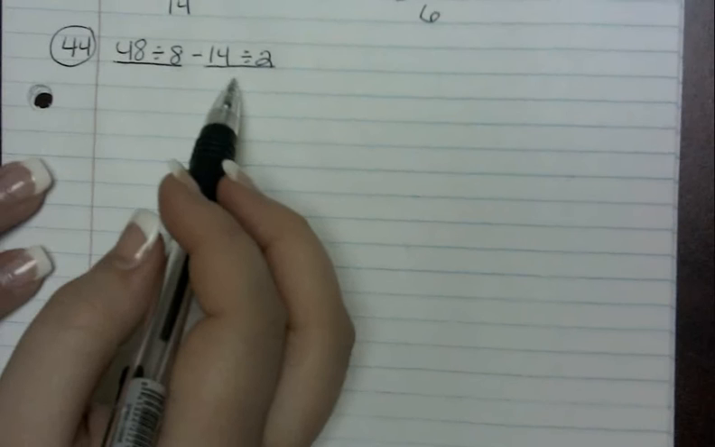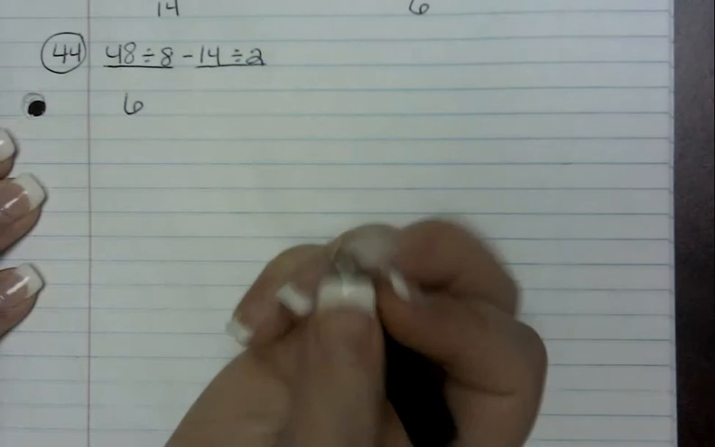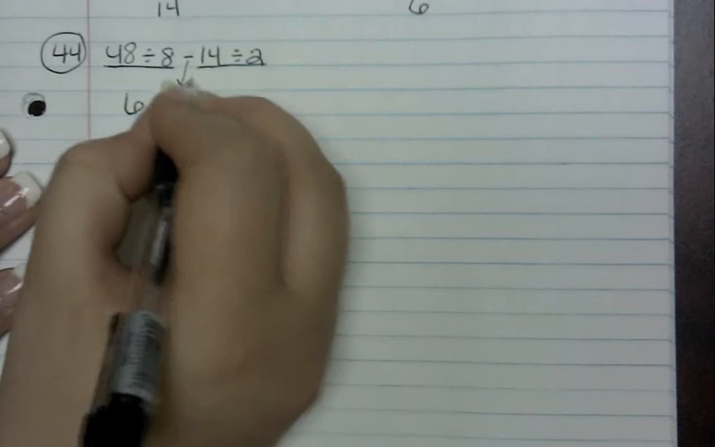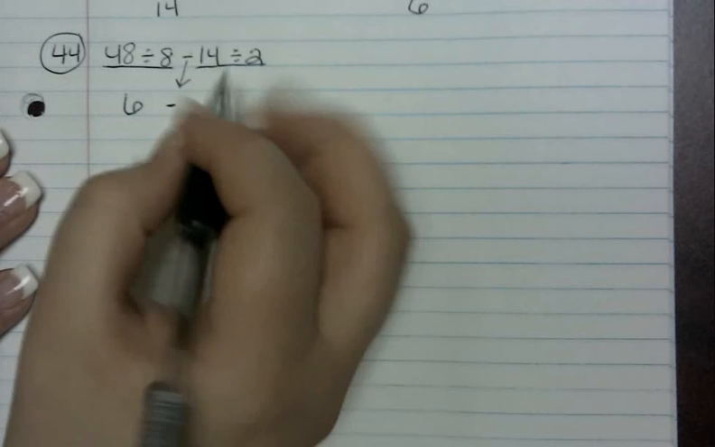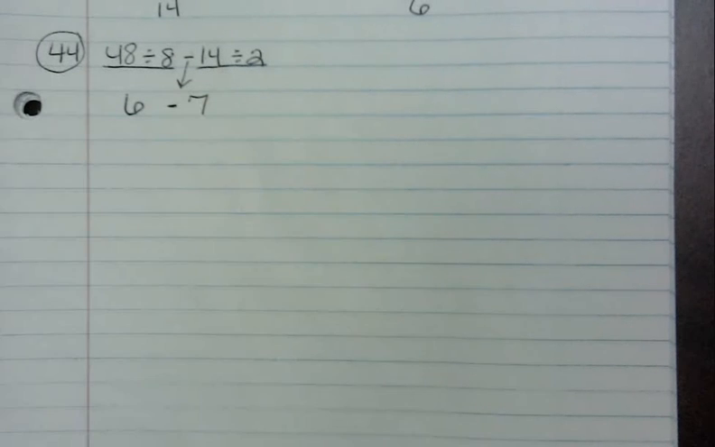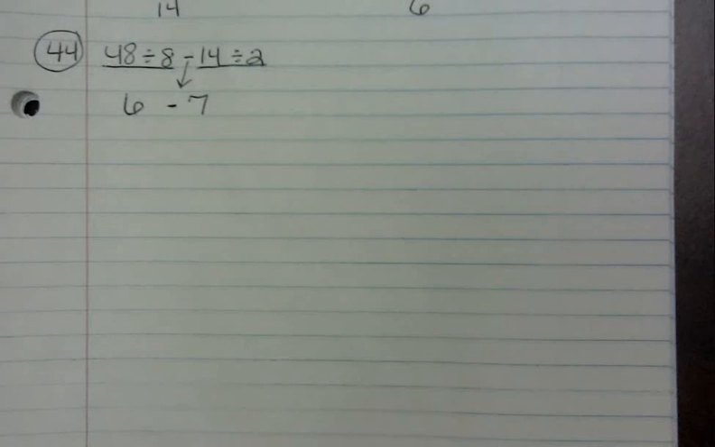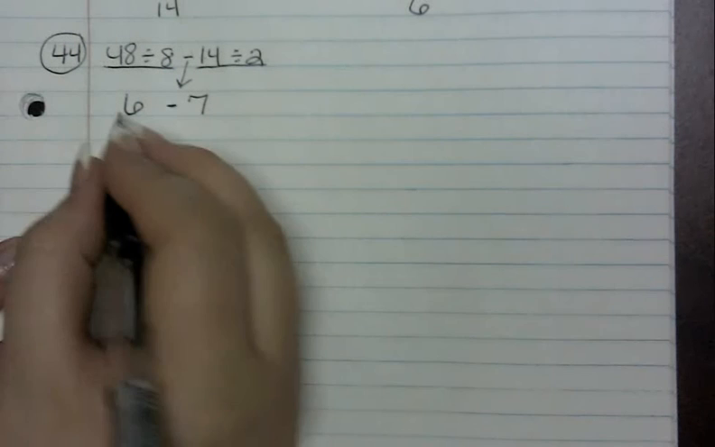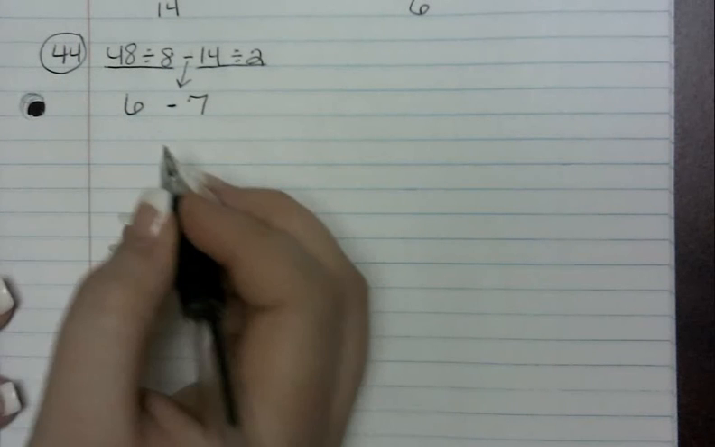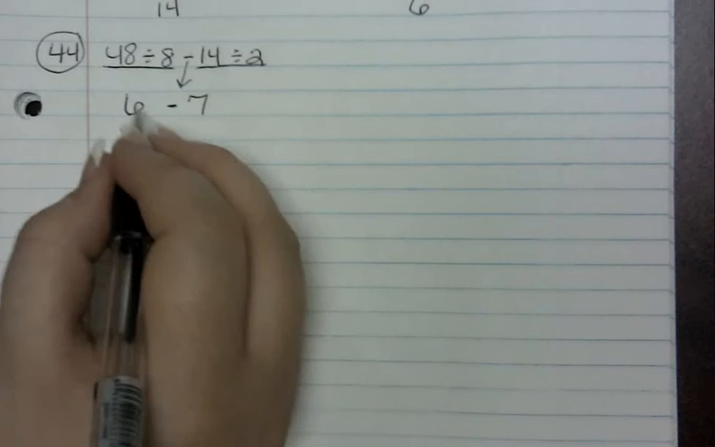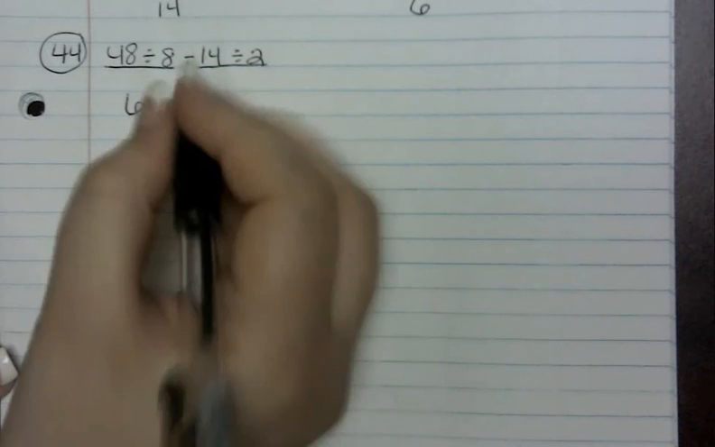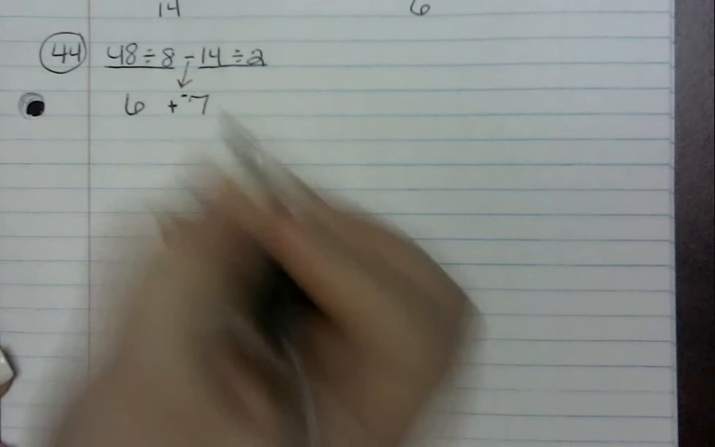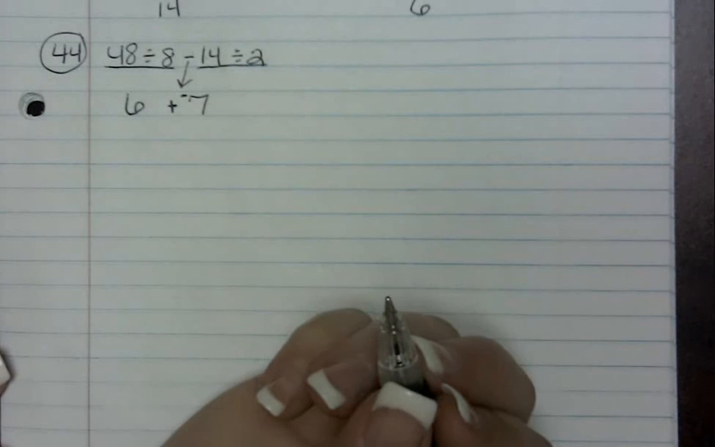So 48 divided by 8 is 6. Bring down that minus sign, because negative 14 divided by 2 is that negative 7. Then we have 6 minus 7. So remember, your rule for subtraction is keep, change, and then opposite, and use your adding rules.